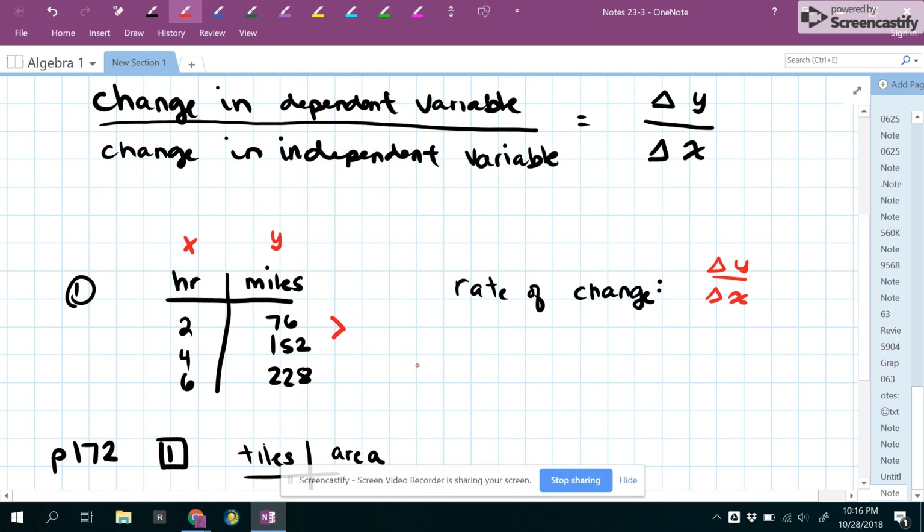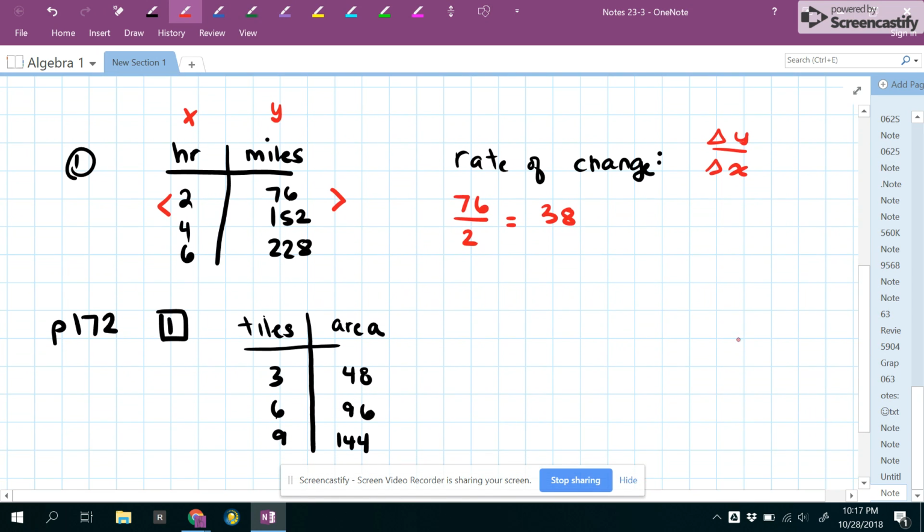So in this example, they have driven 76 miles and it took 2 hours, which gives us 38. In problems that have units, you need to include them. So the answer for this first example is 38 miles, your dependent unit, per hour, your independent unit.